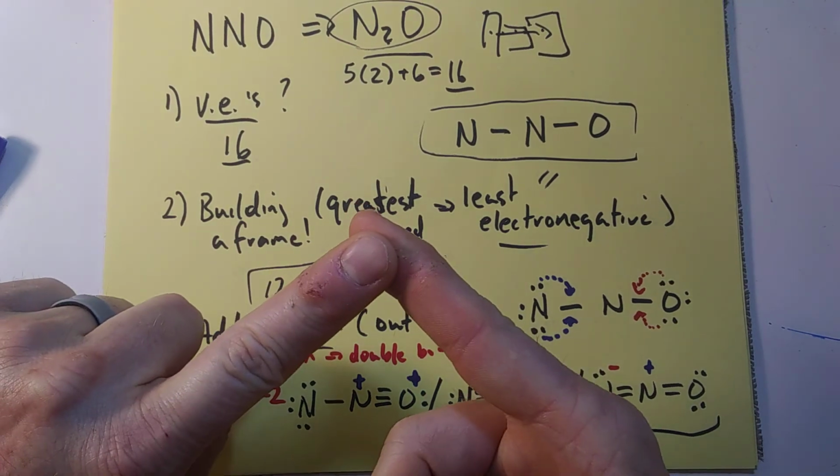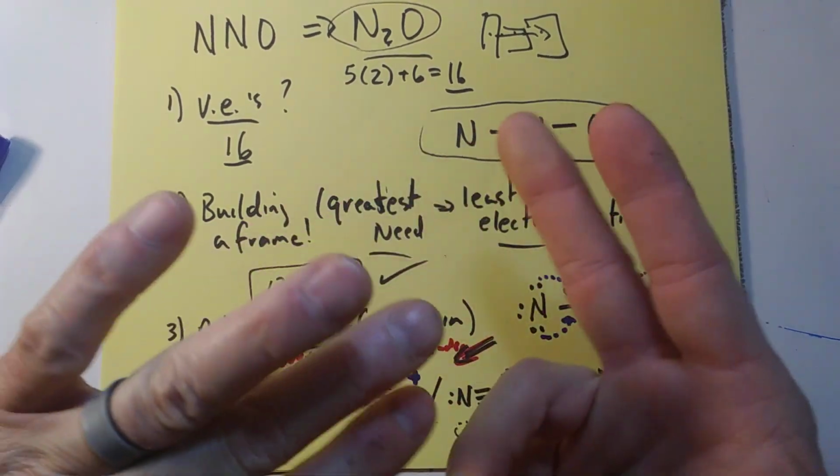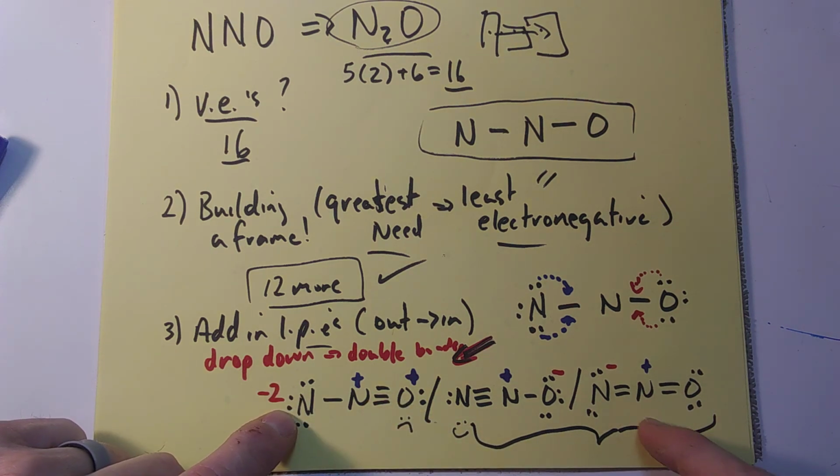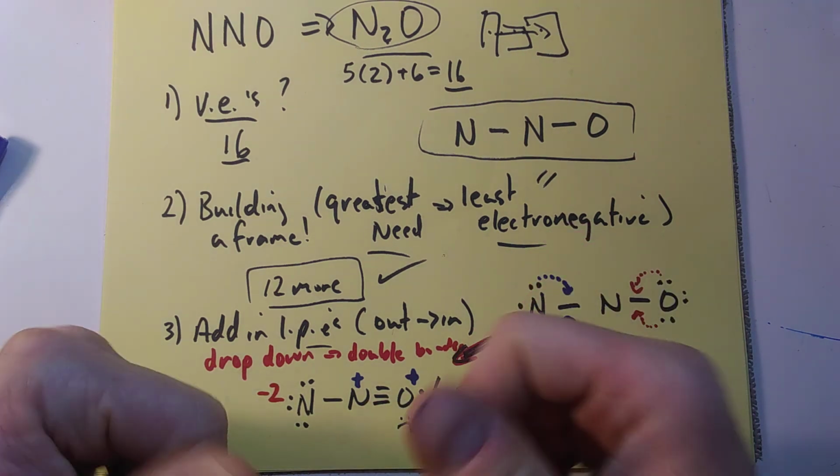Hey, that's the process. Remember, you need to remember how to determine valence electrons, know how to build a frame, add your lone pairs in, and drop down if needed to make those double bonds. And then you're good to go.